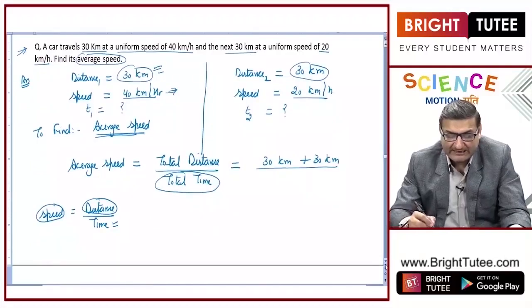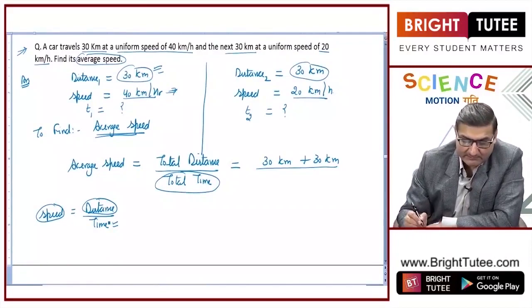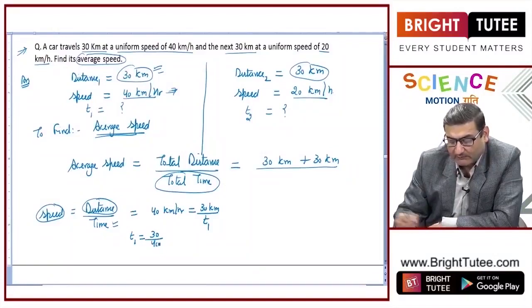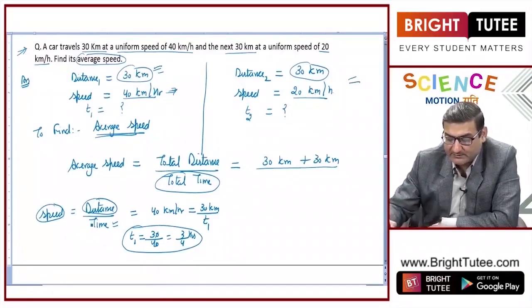First, I will take this case where speed is equal to distance upon time. Speed is 40 kilometers per hour, distance is 30 kilometers divided by time, let the time be T1. Cross multiplying, I get T1 equal to 30 upon 40. This comes out to be 3/4 hours. This is my T1.